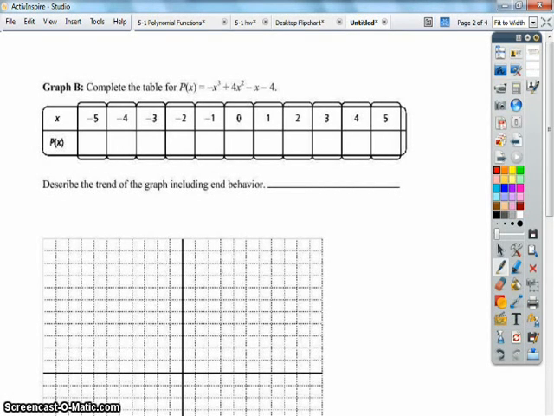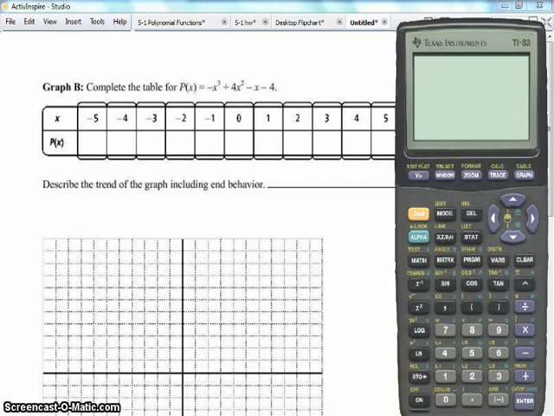Okay, on the second page of the 5-1 activity, we need to take these values and plug them into this equation. What I'm going to do is show you how to do that on your calculator. Take your calculator and turn it on. Go to y equals. Clear anything out on your y equals if there is anything.